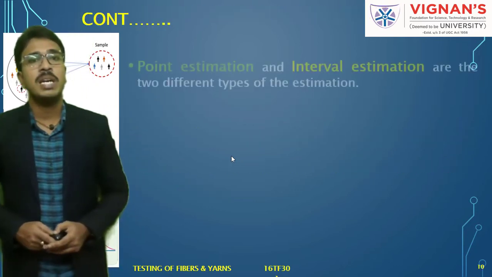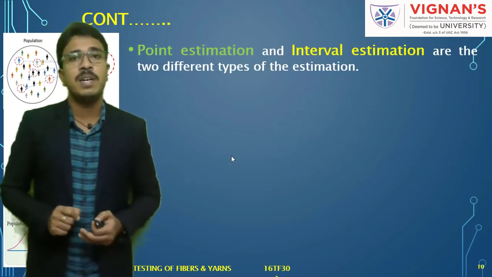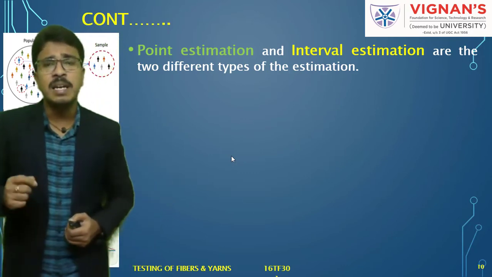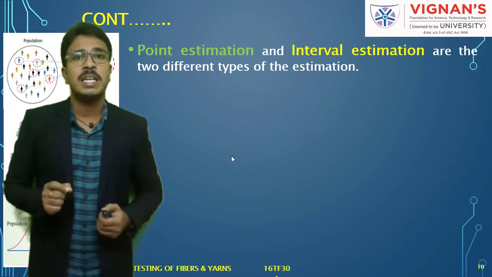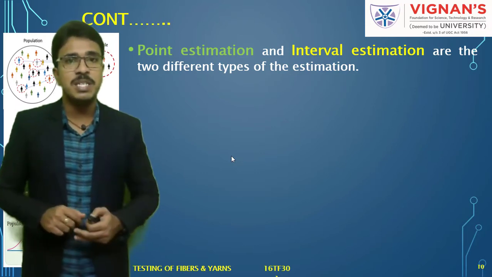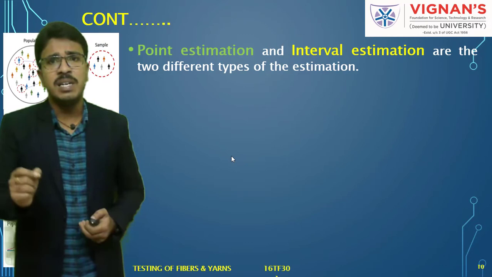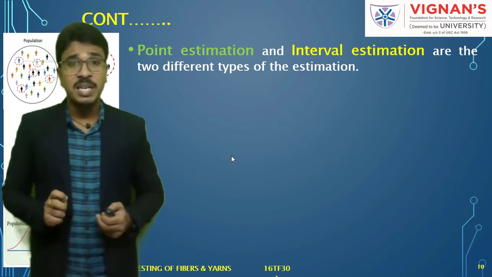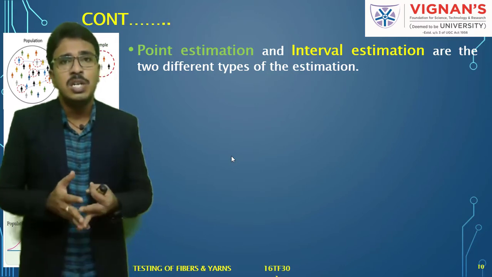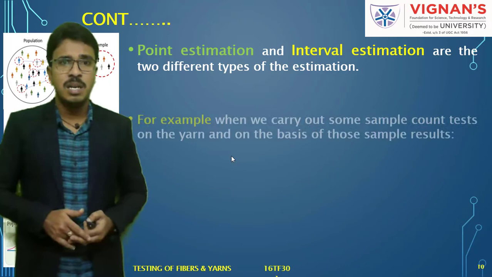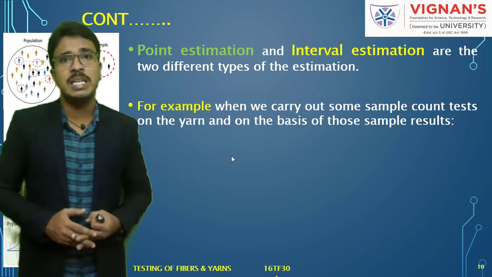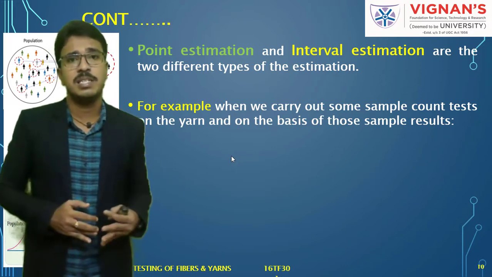Now if you look at this estimation, there are 2 different ways we can estimate the population parameters. One is point estimation and the second one is interval estimation. These are the 2 different types of estimation. So for example, to make this concept clear, what is point and what is interval estimation.